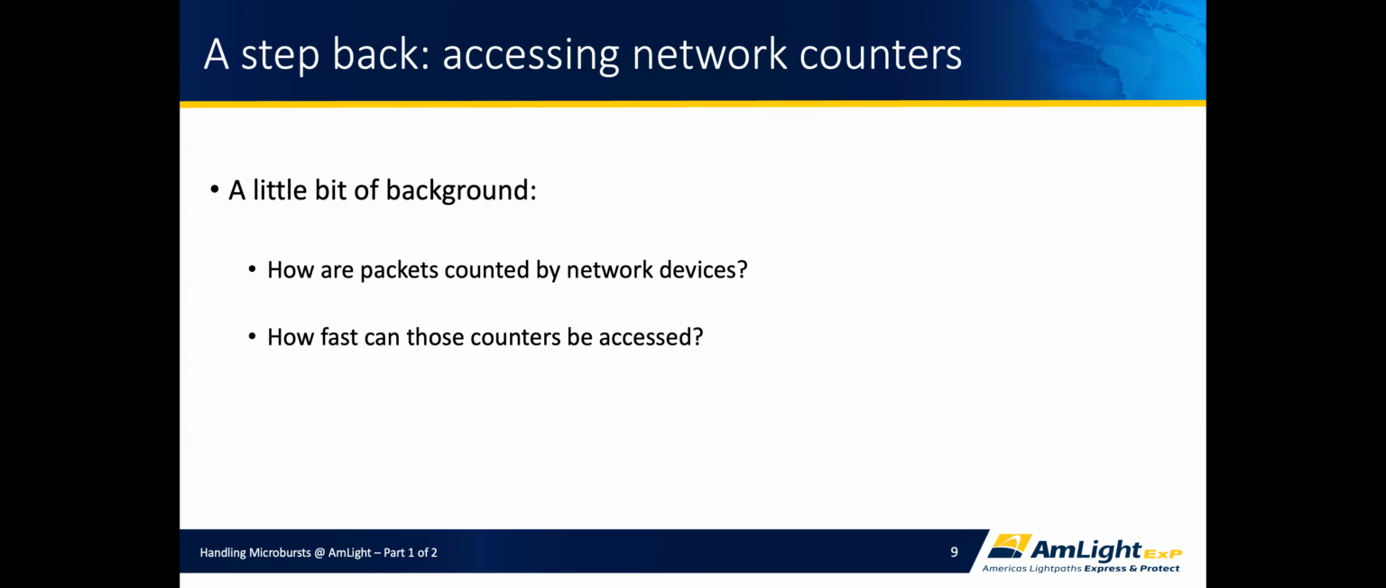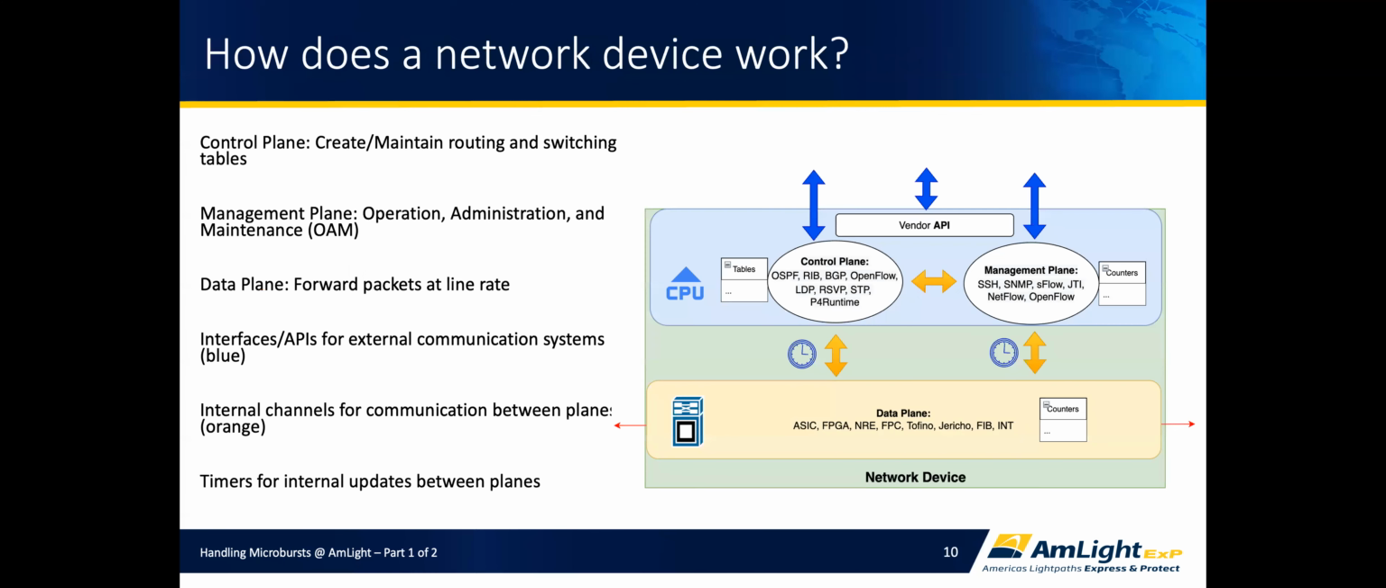Now, going back to a little bit of background to help us understand how we can start answering those questions. The first one is how packets are counted by network devices and how fast we can have access to those counters. To explain that, I'm going to go a little bit more generic. This is a picture of a network device in green. You can pretend that this is a switch or a router.